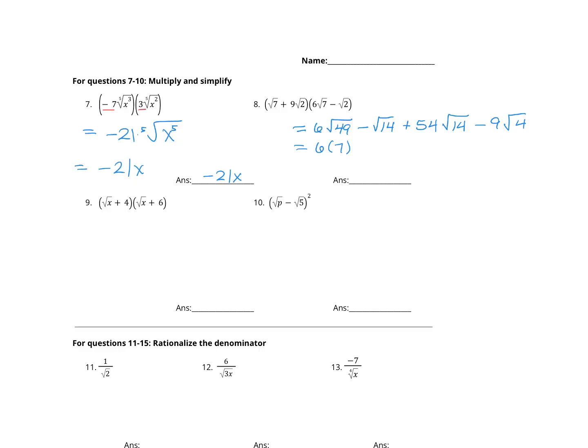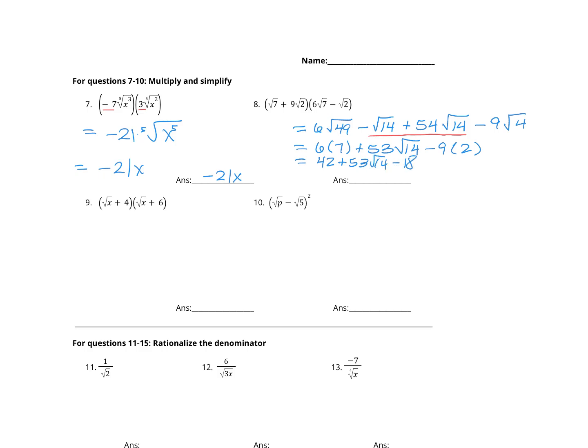We can now combine the middle because those are like terms. So if you've got 54 of something and you lose one of them, you now have 53 of them. So that's going to be 53 square root 14. And then the last, that's going to be minus 9 times the square root of 4, which is 2. So that's going to be 6 times 7, which is 42, plus 53 square root 14 minus an 18.